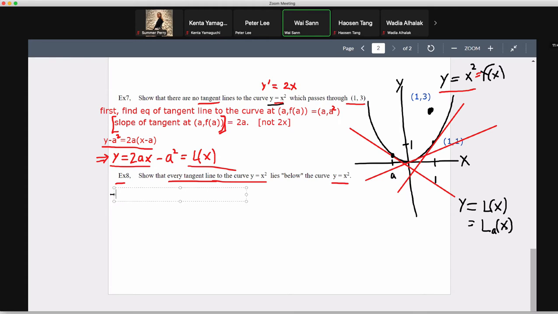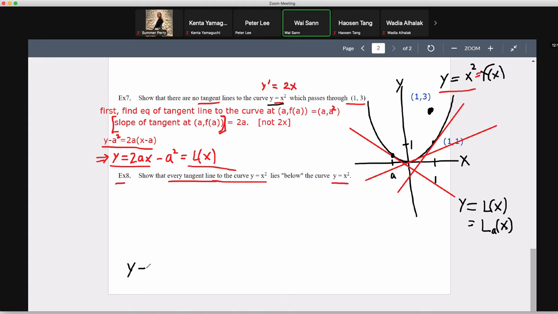Is it b squared minus 4ac greater than or equal to 0? What is it again? B squared minus 4ac greater than or equal to 0. If it's greater than or equal to 0, what does that mean? There's a solution for... Okay, so L of x, basically.